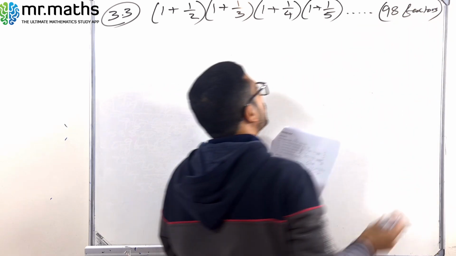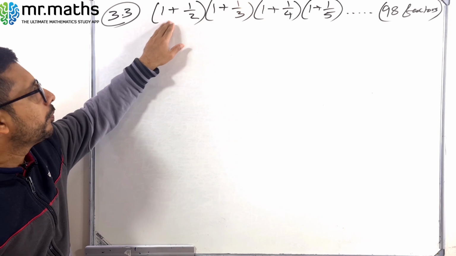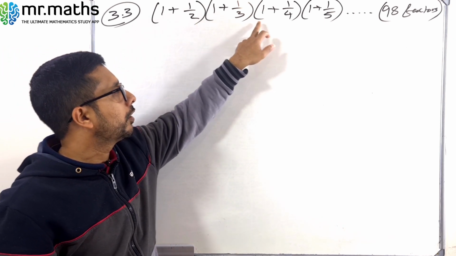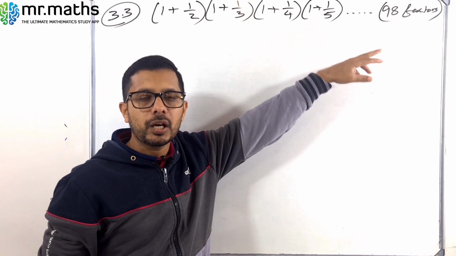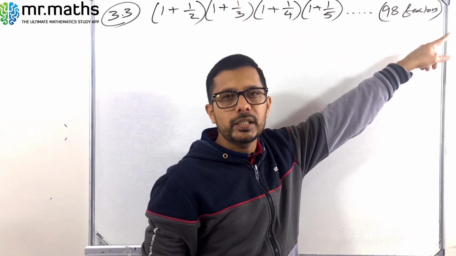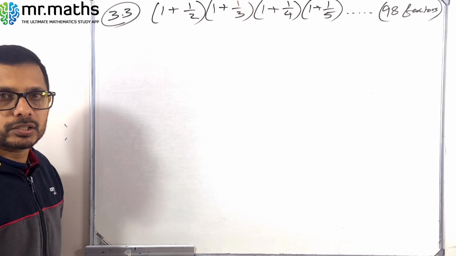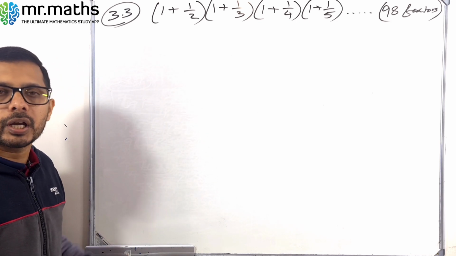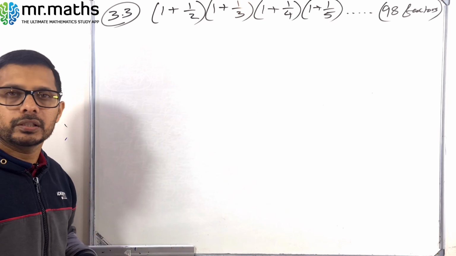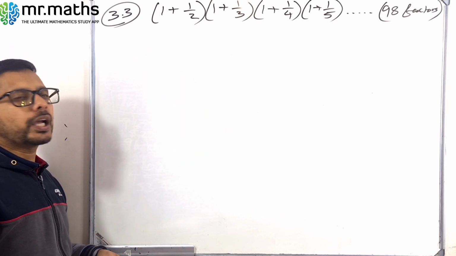So there is a pattern given like this: 1 plus half, 1 plus 1 over 3, 1 plus 1 over 4 times 1 plus 1 over 5, etc. How many terms are there? 98 factors. So you have to find the answer of that one. It is not practical to write all that 98 terms and multiply them, so we have to find another method.